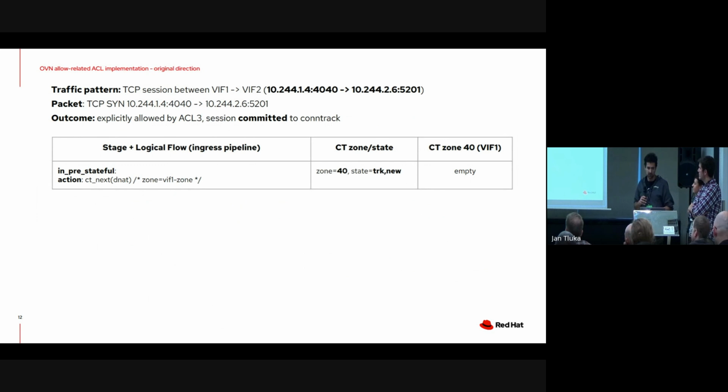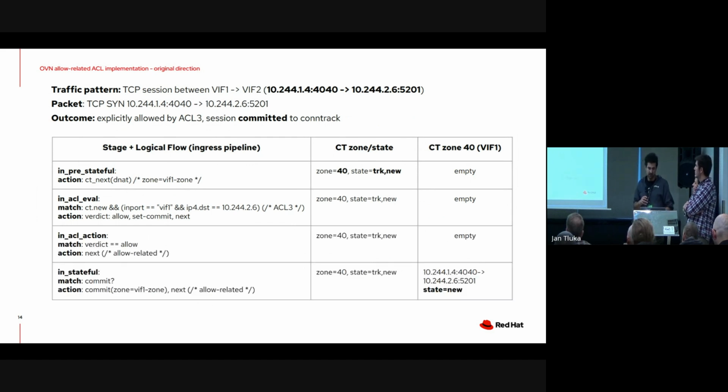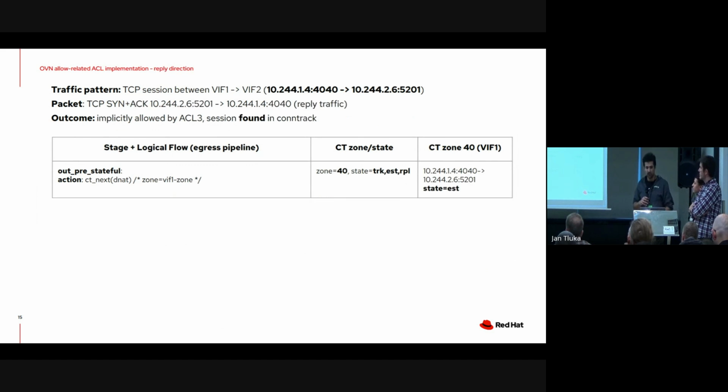So first, we have a look at the conntrack to see if we already knew that session. Here we're looking at the TCP SYN packet, so a packet that creates a TCP connection. Because it's the first packet, we don't have a conntrack entry. So what we're going to do is match on the explicit ACL that actually allows this packet, because that's what network policy said. Next steps, we're going to commit that entry to conntrack. And then the reply comes.